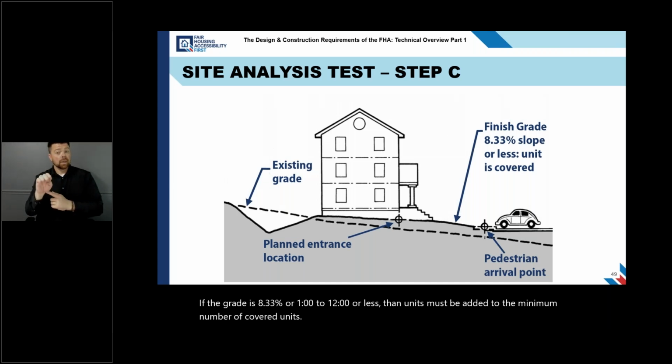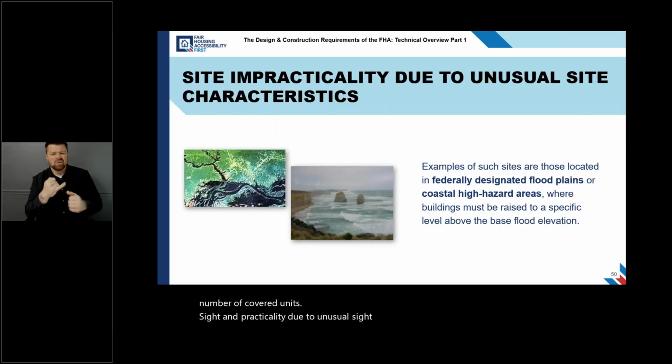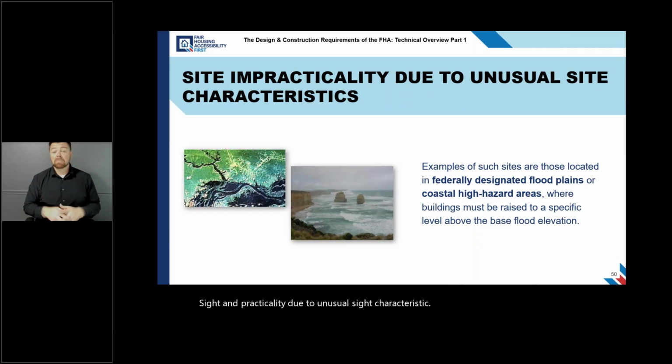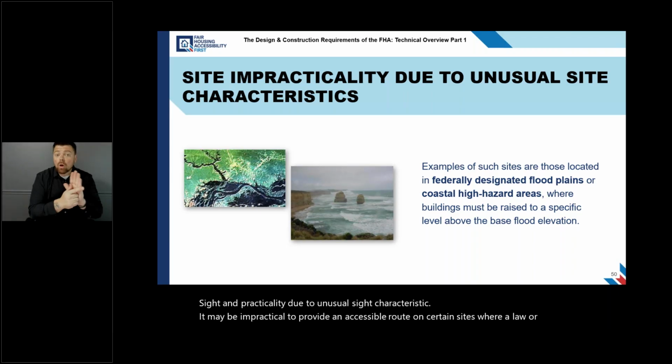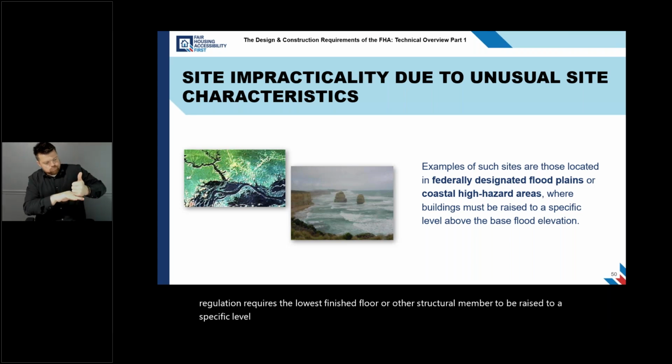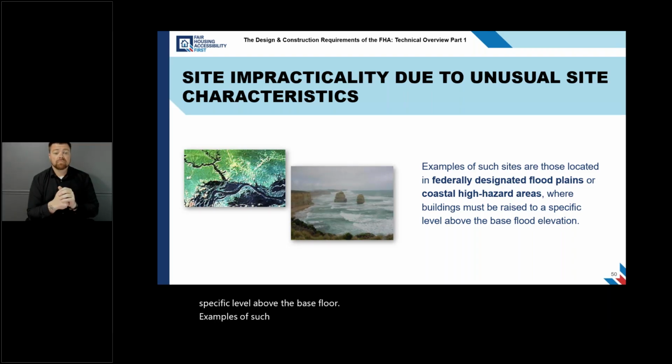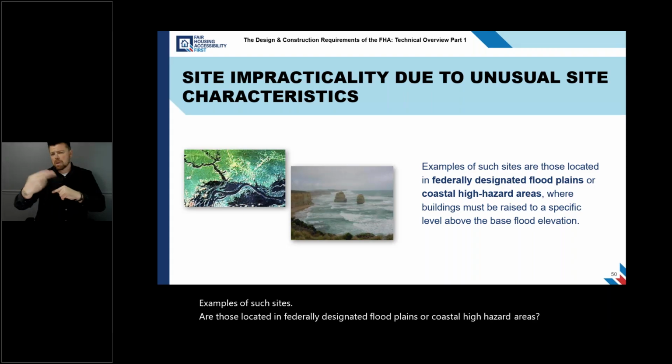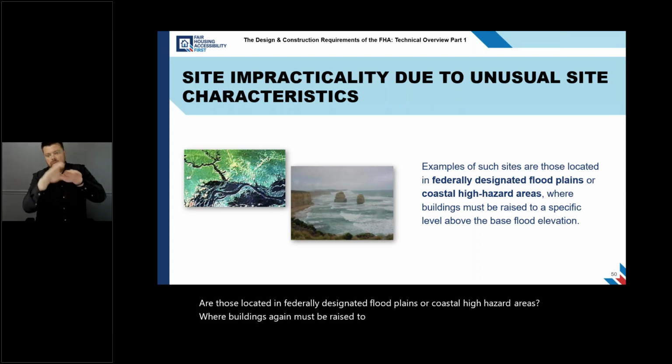Site impracticality due to unusual site characteristics. It may be impractical to provide an accessible route on certain sites where a law or a regulation requires the lowest finished floor or other structural member to be raised to a specific level above the base flood elevation. Examples of such sites are those located in federally designated floodplains or coastal high hazard areas, where buildings must be raised to a specific level above the base flood elevation.